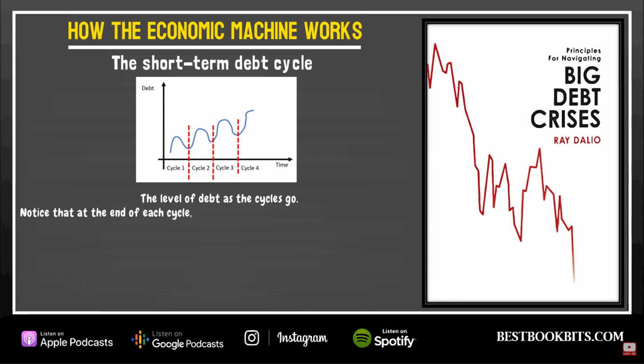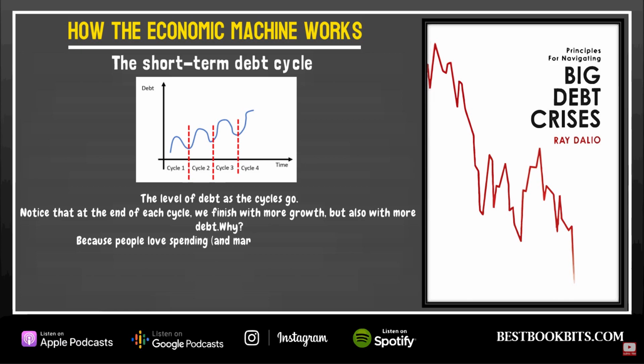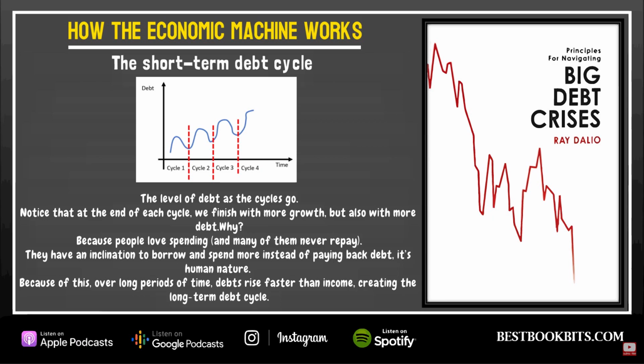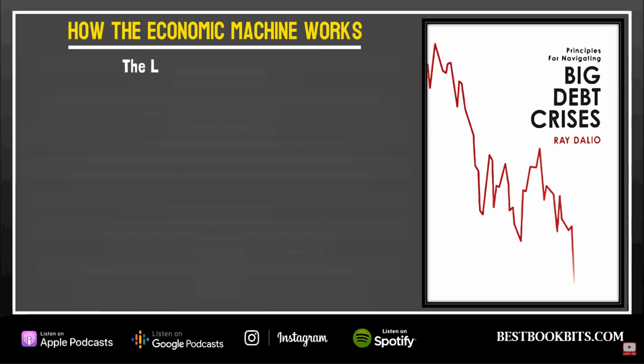Notice that at the end of each cycle, we finish with more growth, but also with more debt. Why? Because people love spending, and many of them never repay. They have an inclination to borrow and spend more instead of paying back debt. It's human nature. Because of this, over long periods of time, debts rise faster than income, creating the long-term debt cycle. The long-term debt cycle.